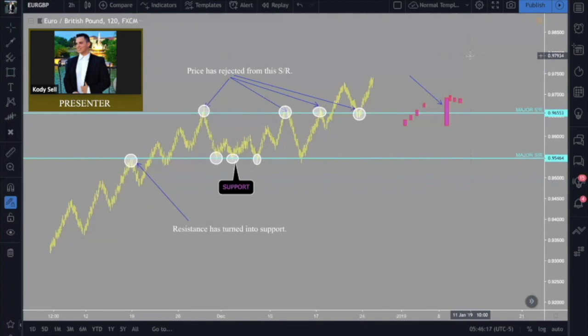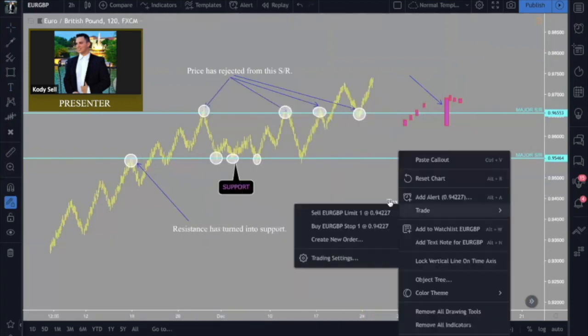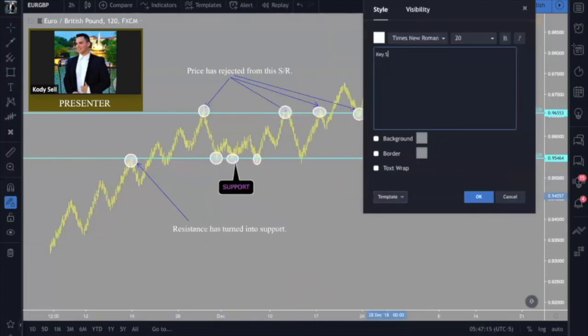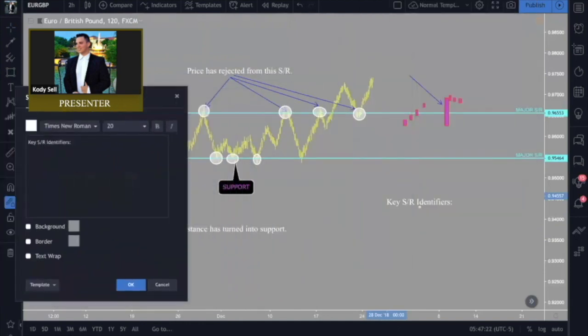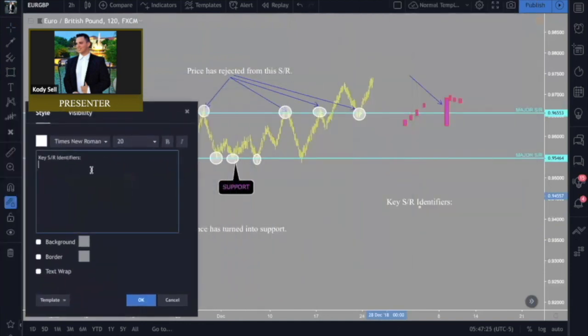So to summarize all of these concepts, we've got key support and resistance, or S&R, identifiers. All right, let's move this on over here. So the first key identifier that we talked about was bouncing. So you want to see that price is bouncing from a level, whether it be as support or as resistance. Either way, you need to see reactions. So bouncing / reactions from that level.